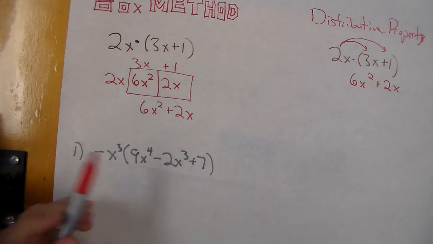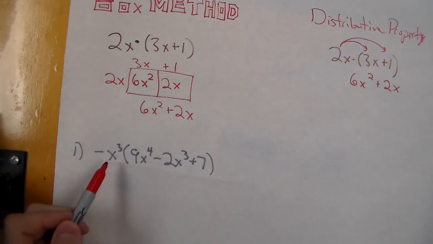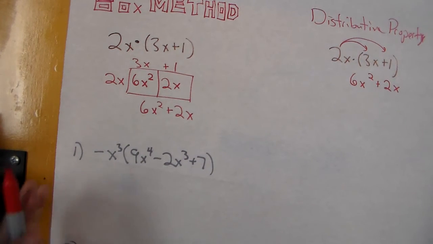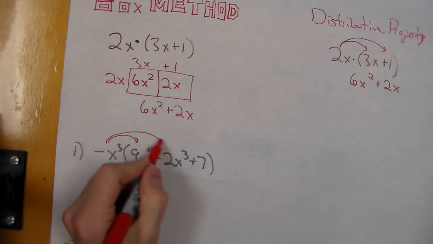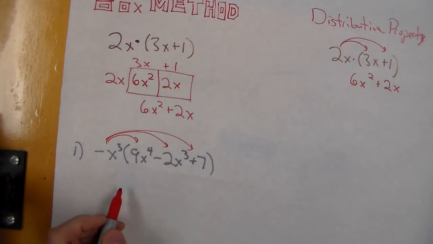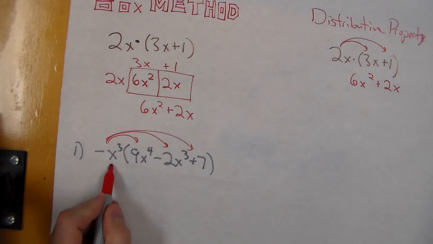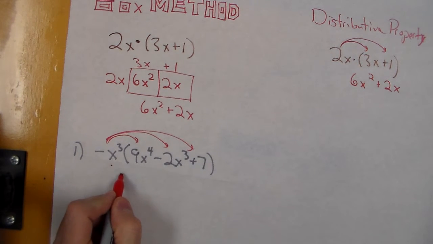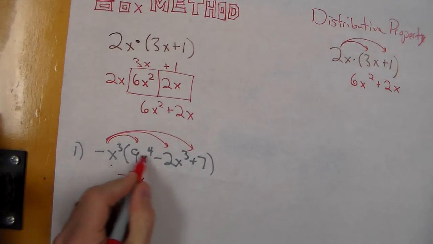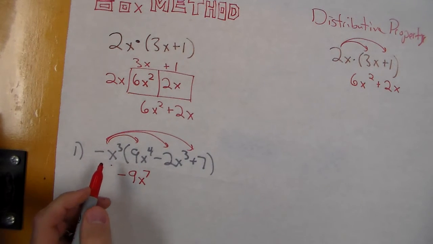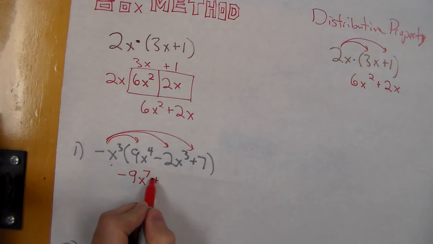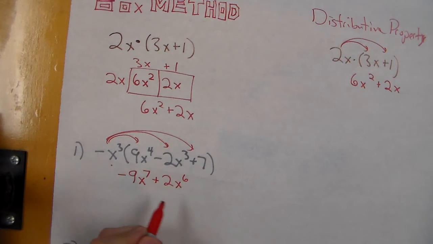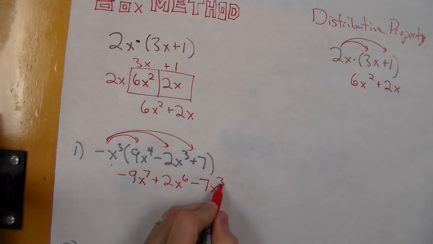Let's start working through them. First one we have is a negative x cubed on the outside. Anytime negatives come up, you have to be careful. A lot of the mistakes occur with the negatives. So this is going to be multiplied to each term. We'll think distributive property here. Negative x cubed times 9x to the fourth is negative 9x, and then we have 7 of them, so negative 9x to the seventh. Negative x cubed times negative 2x to the third is going to be a positive 2x to the sixth, and then negative x to the third times 7 is negative 7x to the third.